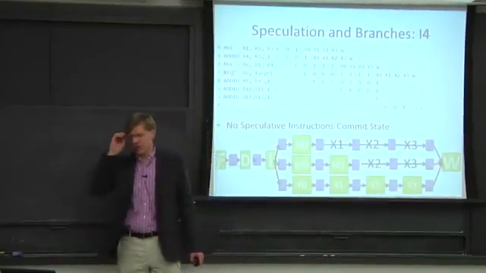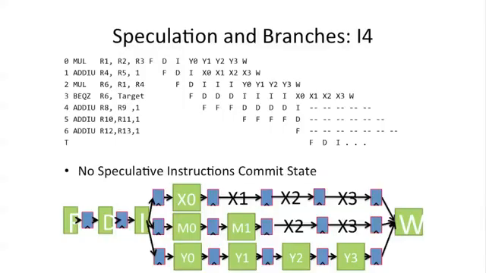OK, so let's start off by looking once again at our in-order pipeline, or I4 for short. And let's look at what happens on a branch. So here we have some code. Instruction 3 is a branch. Branch is to target T here.